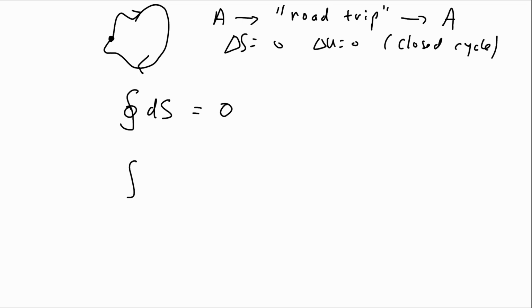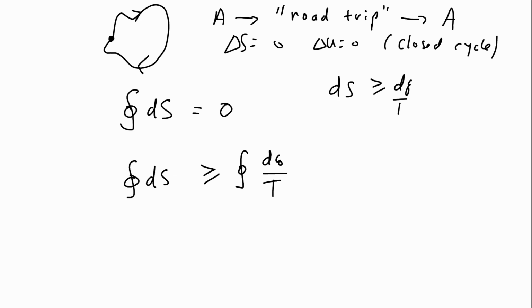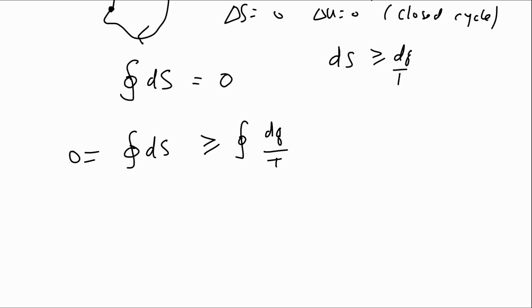And so what I can do, because my dS is greater than or equal to dq over T, is this: I can say the integral of that around a circle is greater than or equal to the integral of dq over T. That's a q. Let me make sure I can read my own handwriting. I'm just doing algebra here, but this is equal to 0. So we get the Clausius inequality.